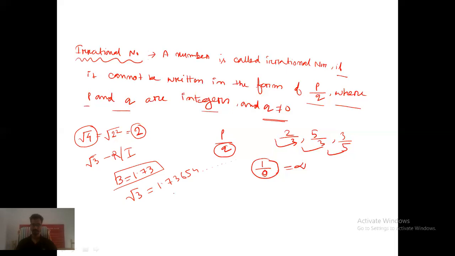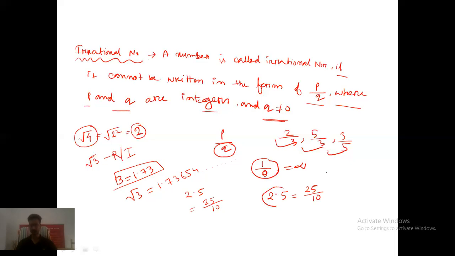Now see, suppose the number given is 2.5. You can write 2.5 as p by q, as 25 by 10. Yes or no? 2.5 is a rational number, because you can express 2.5 as 25 by 10.